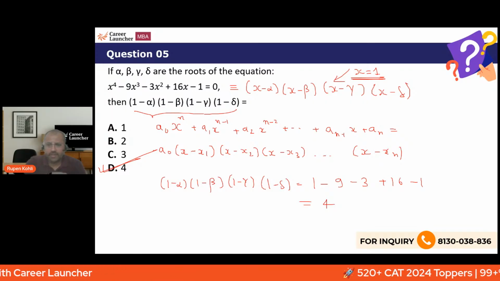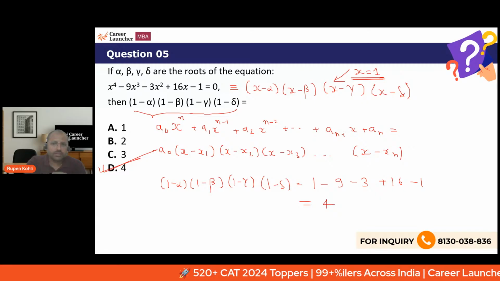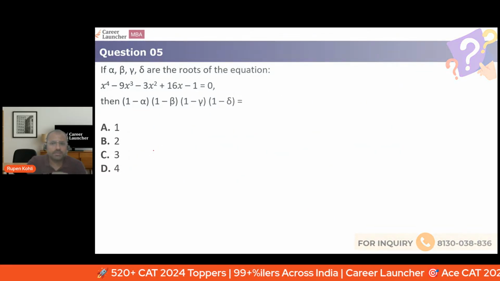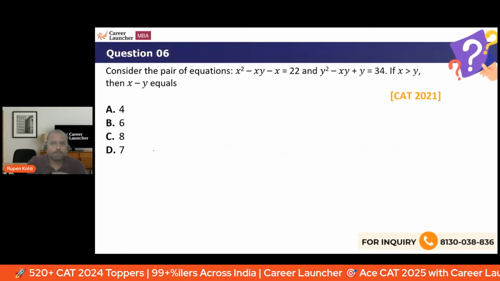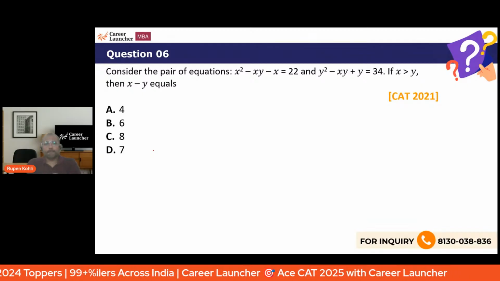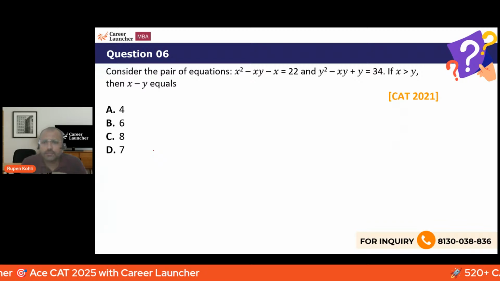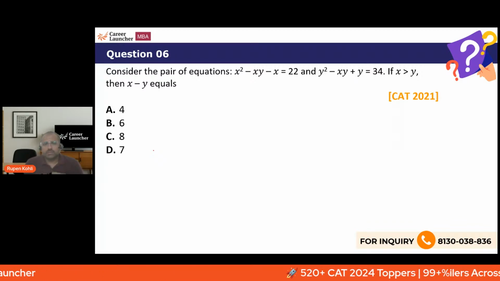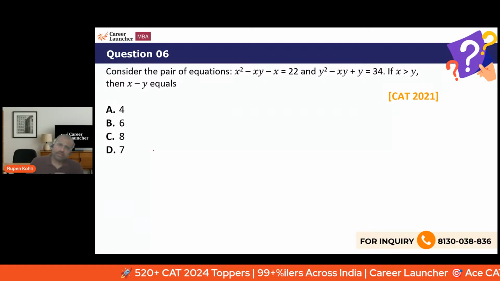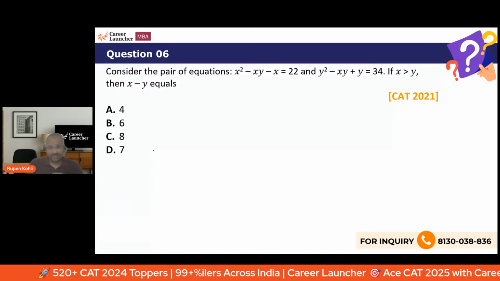All right. Now I'll take some previous year problems. I have selected some very good questions from the last year problems. Let's see. Okay, so here is this CAT 21 problem. Consider the pair of equations. We can see that we have been given two equations over here with regards to two variables x and y.